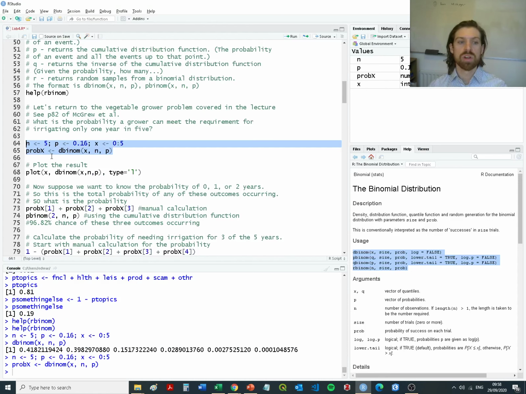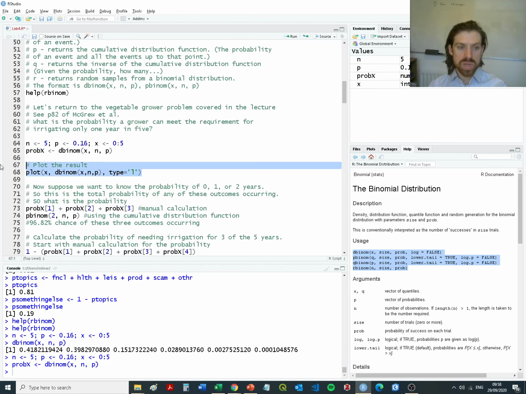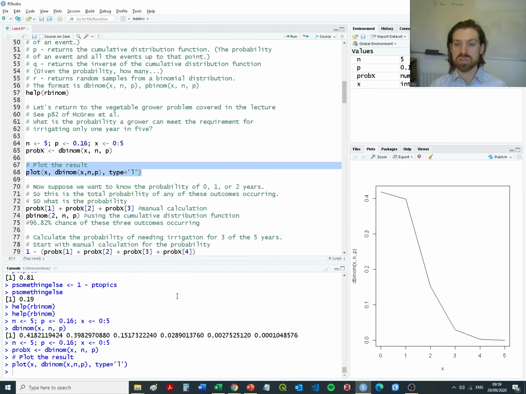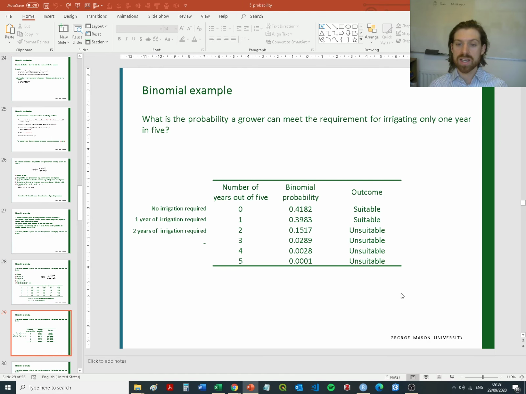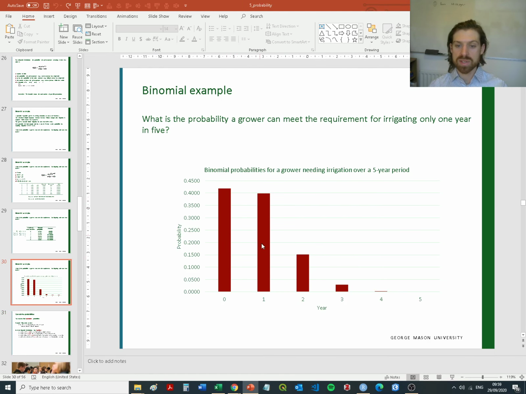Okay, and then we're able to allocate that distribution that we're getting to the prob x variable, which is now in the global environment up here. So we can plot these results just to see the distribution. On the y-axis, we have the probability of this particular outcome occurring. So no irrigation, 1 year of irrigation, 2 years of irrigation, 3 years of irrigation. And these are the number of years on the x-axis here. You'll recognize that this distribution is the same as this one that I plotted just here using Excel.